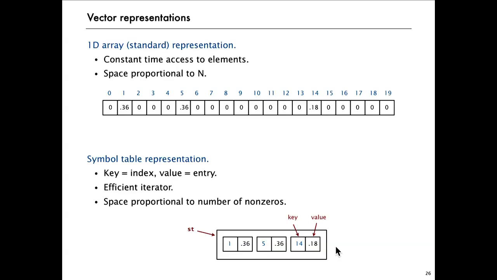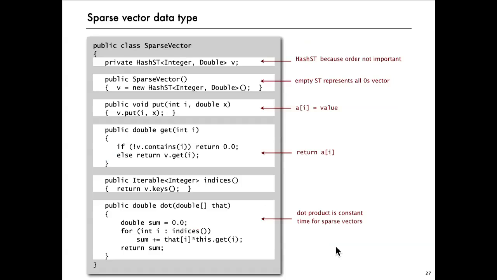And so now we have a symbol table implementation that has an efficient iterator, and access is not bad. It's just that we're able to do it with way less space. So here's what the implementation of a sparse vector might look like. First, the representation is going to be a symbol table, and in this case we might as well use a hash table, because the order in which we process things is not important. We just want to get at all the non-zero entries.